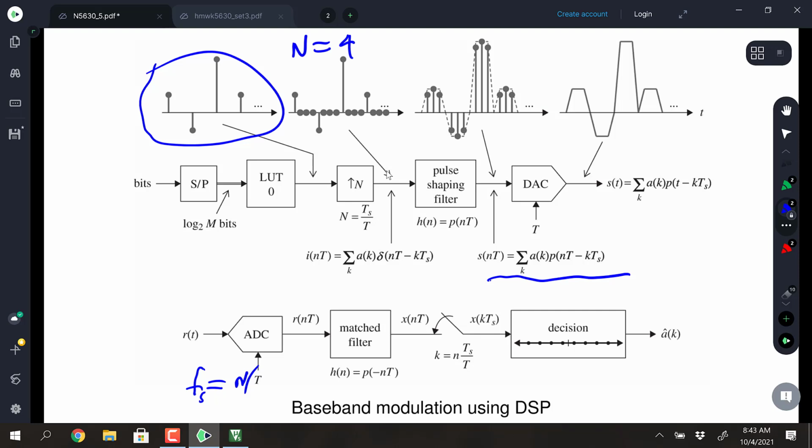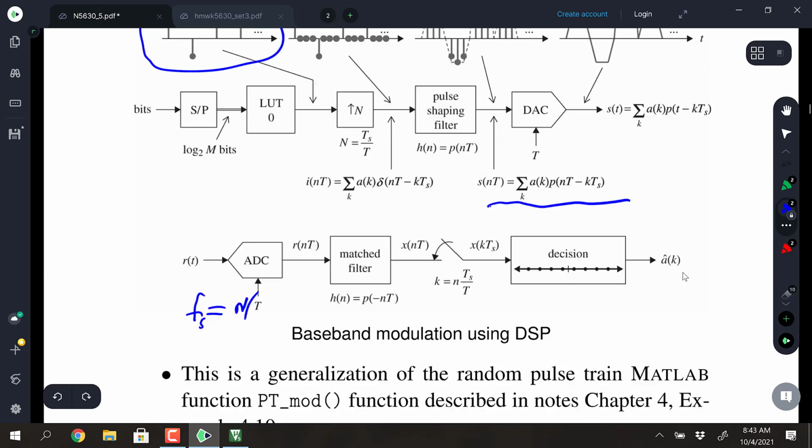The matched filter then does its thing, and then we have a sampling instant based on recovered timing information, and then we make a decision on what was sent. And then we'd go back through the parallel to serial to decode those symbols back into collections of bits.